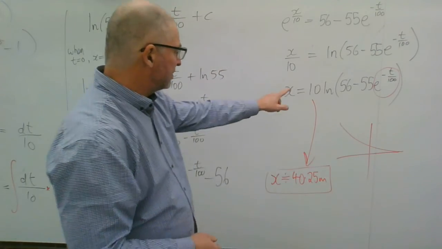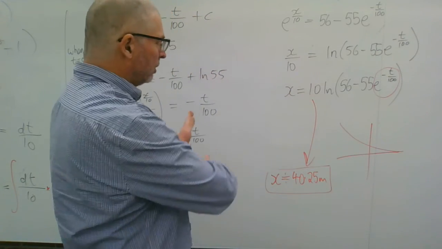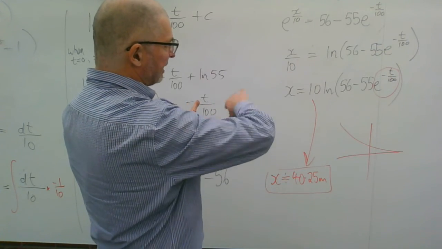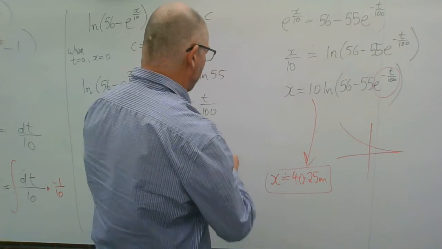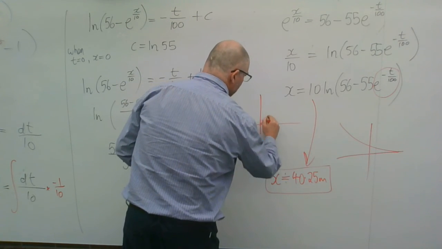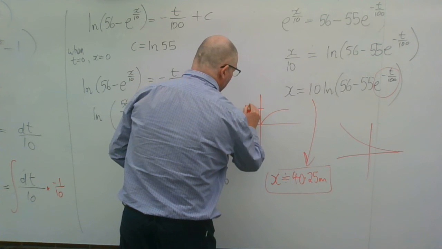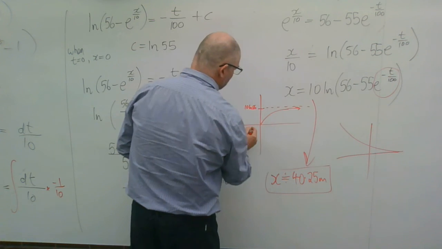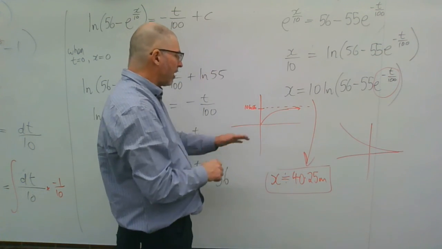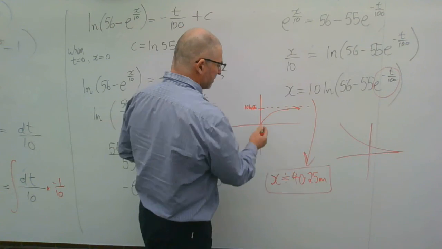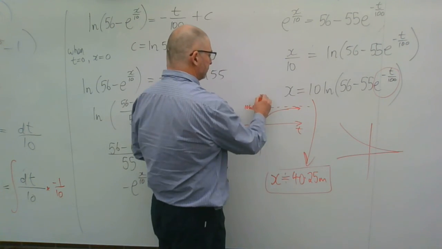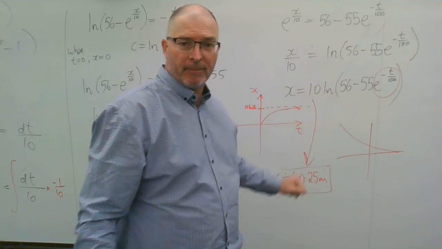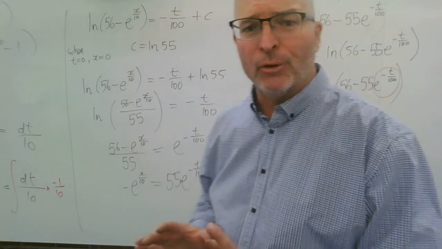Now you could graph this on Desmos and it would look like a function coming up and limiting itself at, it would look like a function something like this, where this is 10 ln 56, which is an asymptote here, and our distance goes from 0 up to 10 ln 56 as time goes on. If you put that in Desmos, that's probably what the picture would look like. But you weren't asked to have to do that.